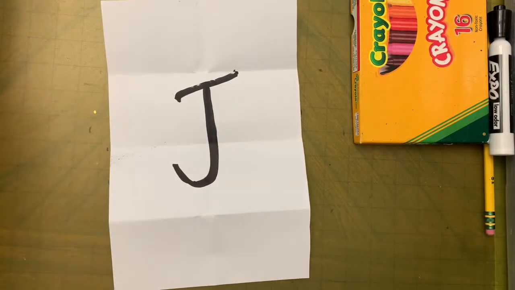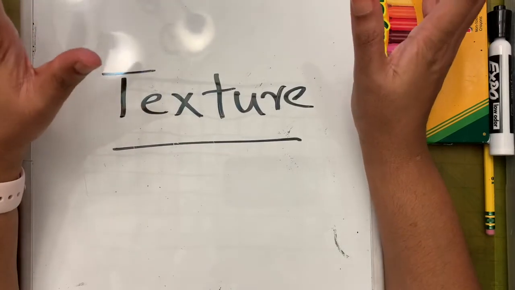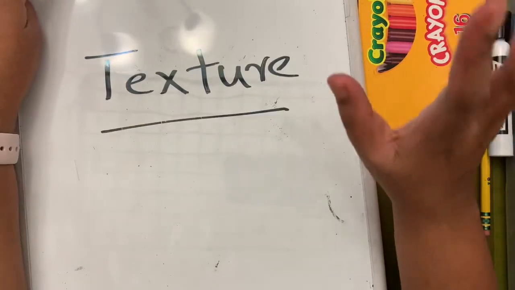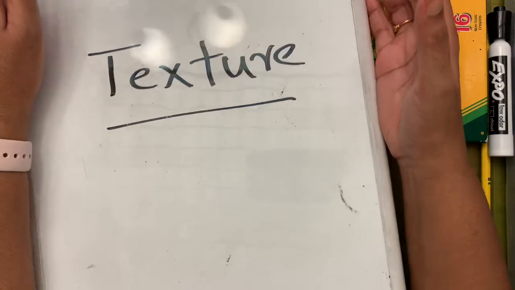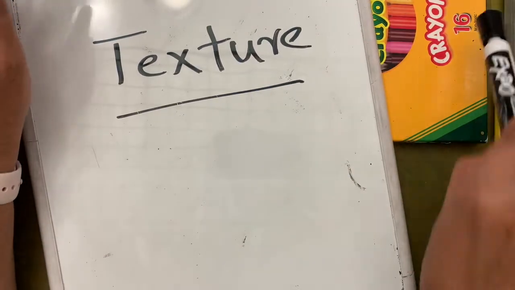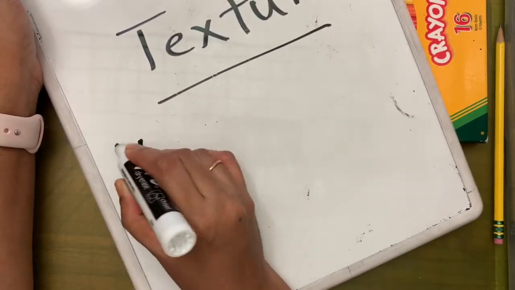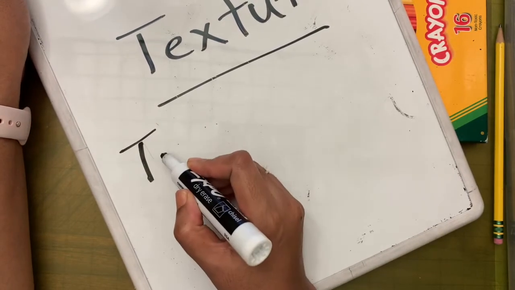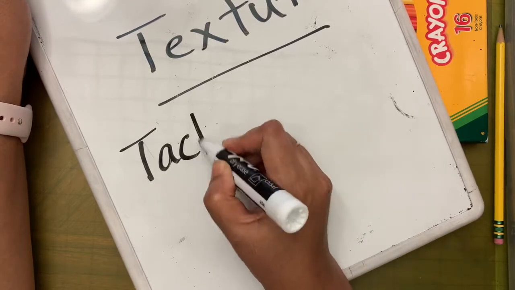So what is texture? There are two types of texture. The first one, you don't need to remember the name, but I will tell you the names. You don't have to, because you are teeny tiny people. You are not in 6th grade or 7th grade, or not even in 5th grade, so you don't have to remember this, but I'm just telling you what it is.